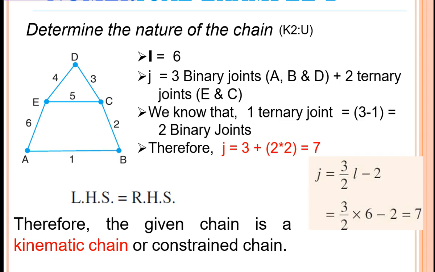So further, based on the nature of the chain, if you count the number of links, here it is 6. Number of binary joints, what we take is A, B and D plus 2 ternary joints E and C. So here one ternary joint counts as 3 minus 1, that is equal to 2 binary joints. So therefore J is equal to 3 plus 2 into 2. So therefore it becomes 7. So LHS is equal to RHS. So here the given chain is a kinematic chain, a constrained chain.